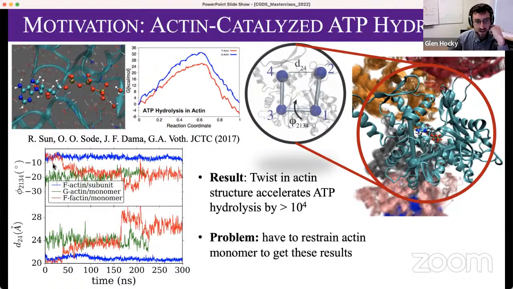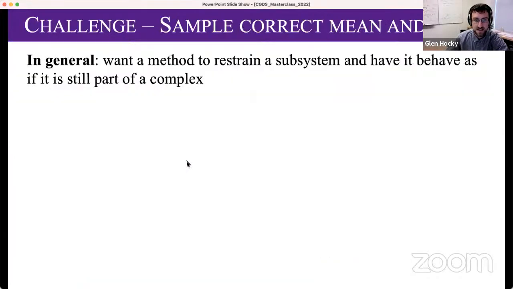Otherwise, I found if you just let it go, you'll see that it spontaneously twists and opens up, which is kind of what you expect because there's no reason for it to be in that conformation when it's just floating around. So in that paper, they added harmonic restraints, which we'll see is not always a great idea because it changes things. And so we wondered, could we use this EDS method to bias the system to look more like these blue lines?